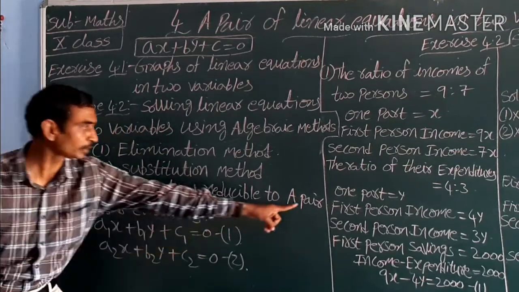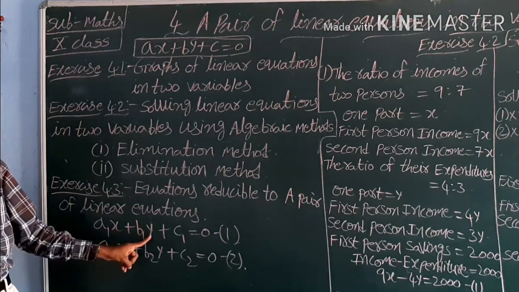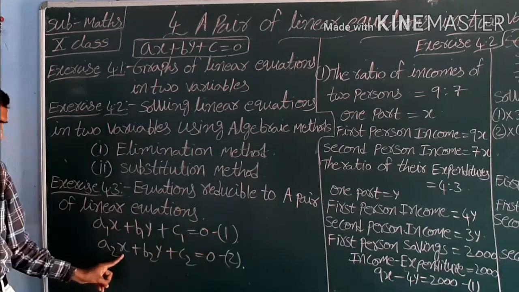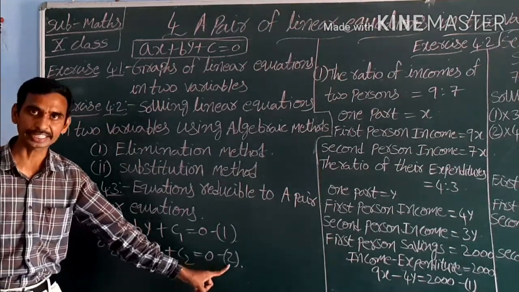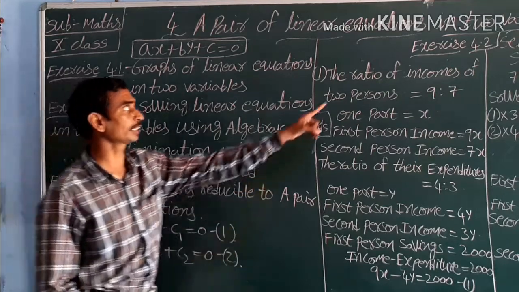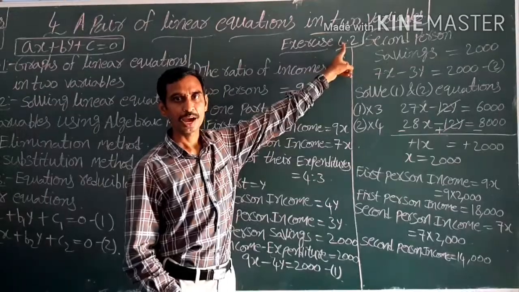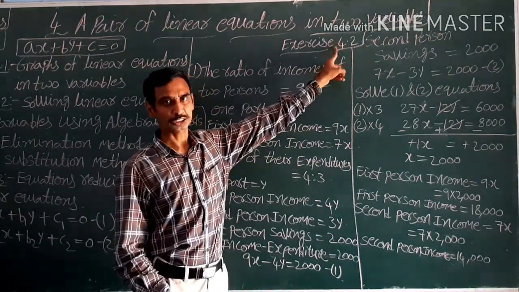A pair means two equations. The first equation is a1x plus b1y plus c1 is equal to 0. This is the first equation. a2x plus b2y plus c2 is equal to 0. This is the second equation. Now we are discussing exercise 4.2 first problem. I already sent these problems in WhatsApp.